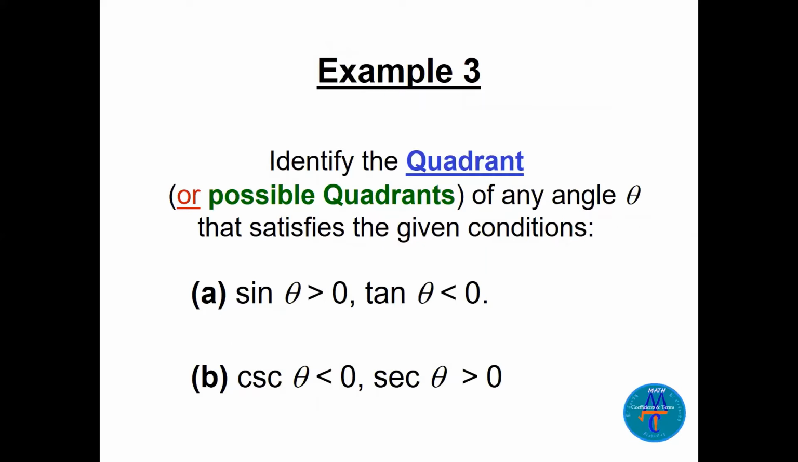Same easy question, identify the quadrant. In some questions you have to decide the quadrant given some function values. So let's see here, part A: sine theta greater than 0 and tan theta less than 0. You have to decide which quadrant or quadrants. Now, the second one: cosecant theta less than 0 and secant theta greater than 0.